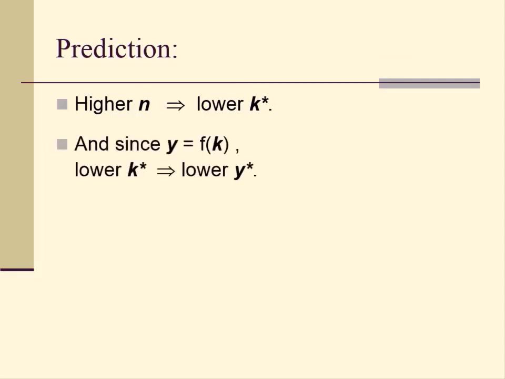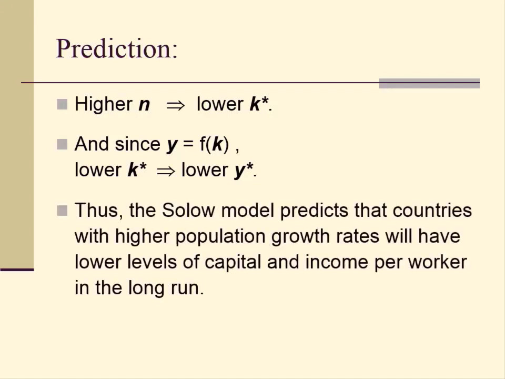And since y is a function of k, a lower k star will lower y star. Therefore, the Solow model predicts that countries with higher population growth rates will have lower levels of capital and income per worker in the long run. The question is, are the data consistent with this prediction?